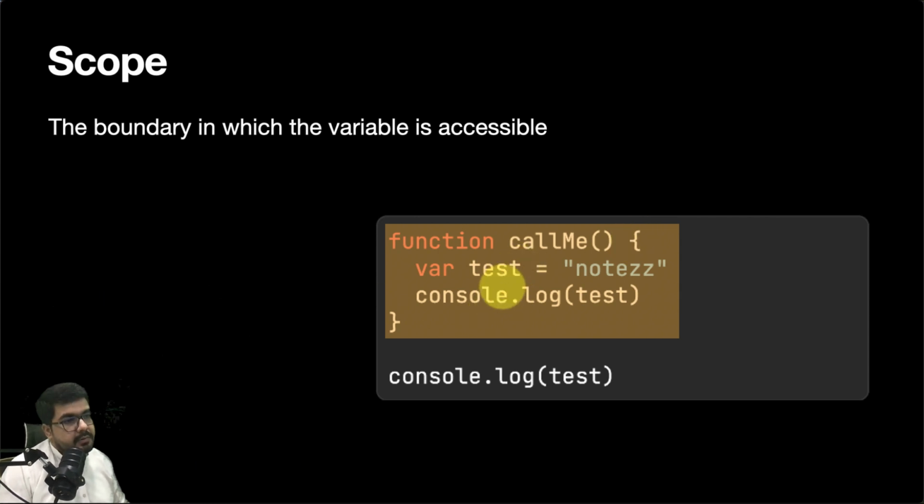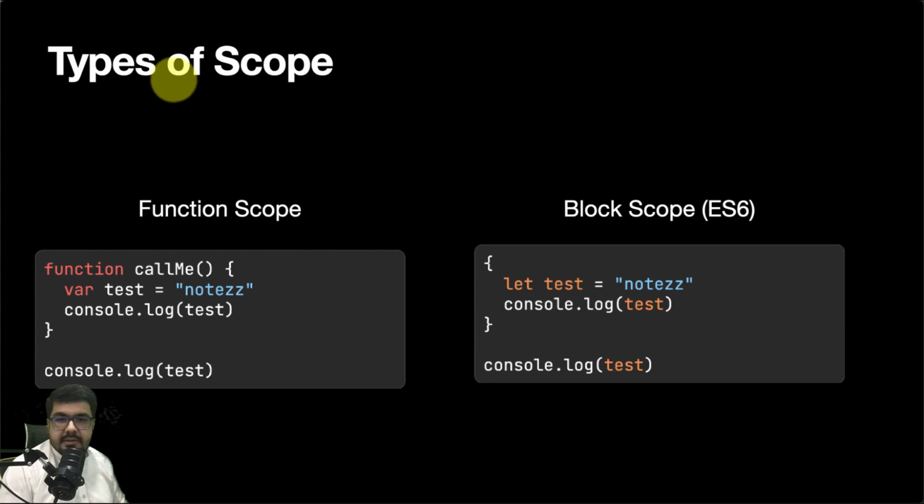So yeah, let's move on. So here in JavaScript, the majority of the time there are only two types of scope. Number one is known as the function scope, and the second one is known as the block scope. And block scope is a concept which came later on in the ES6 features, right?